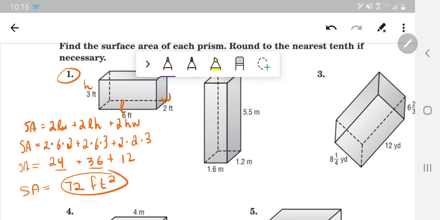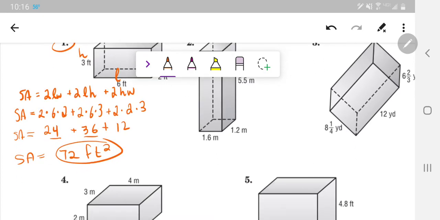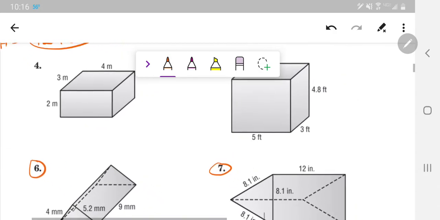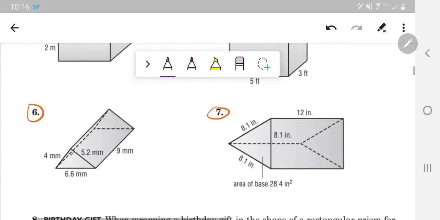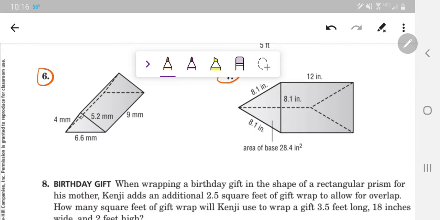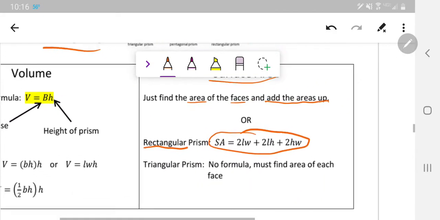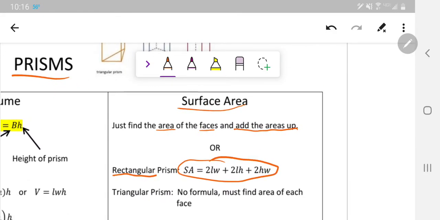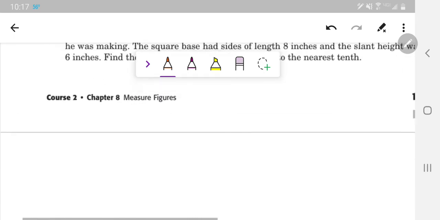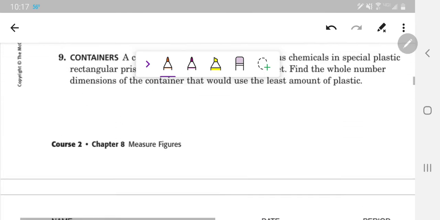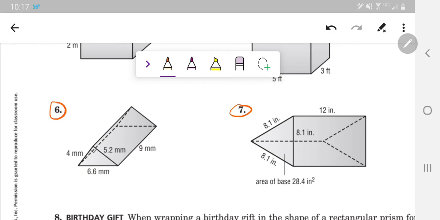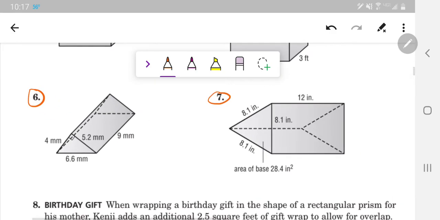And moving on. All right, so that's how you use that formula for rectangular prisms. All 1 through 5 are all rectangular prisms. Now let's look over here at triangular prisms. So zoom down. Let's find the shape. Let's find prisms. There it is. Let's find surface area over here, and let's look. Okay, so when I go to look for a formula, I see triangular prism. It says no formula. Must find area of each face. Now there is a formula, but it's not super efficient. So we're just going to go with this, where we find the area of each face.